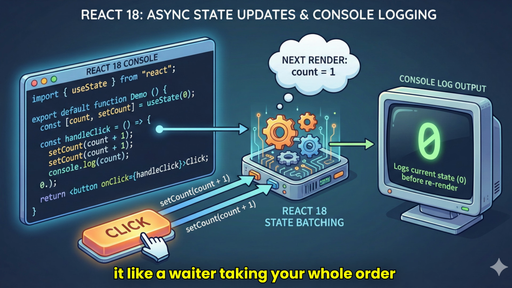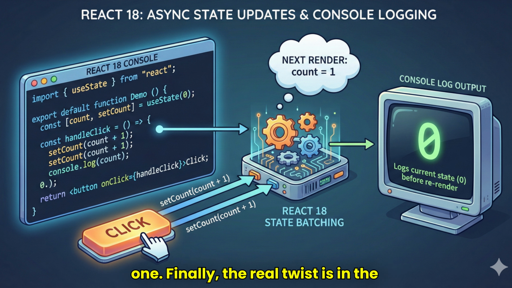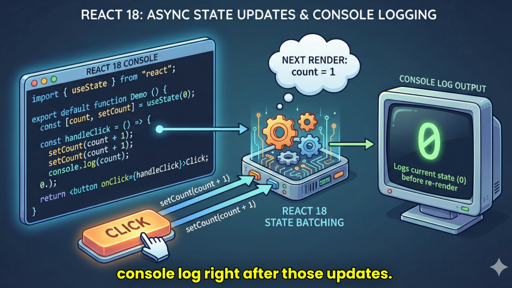Think of it like a waiter taking your whole order at once. The result is just a single re-render, and the count only becomes 1. Finally, the real twist is in the console log right after those updates. Because the function is still looking at the value from the current render, it logs 0. It proves the state hasn't actually changed in that moment.